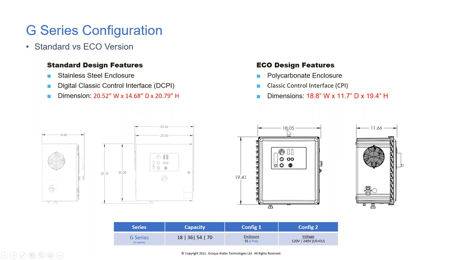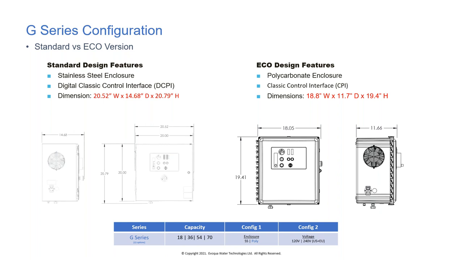So under the G-Series, we have two types. One is the Echo and one is a standard design. The standard design configuration is a robust stainless steel enclosure with the easy to use digital classic panel interface, while the lower cost Echo series configuration comes with a polycarbonate enclosure with a simplified yet safety oriented classic panel interface. Both models come in four different capacities, 18, 36, 56 and 70, all of which have the 100% linear turndown capabilities. The 18 and 36 gram units have an option for 120 volt configuration if desired.